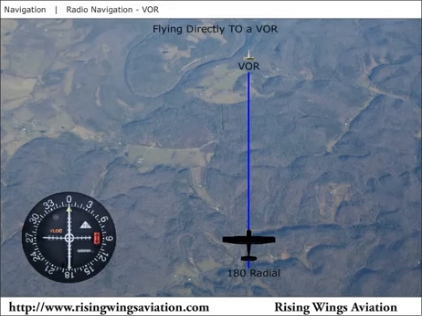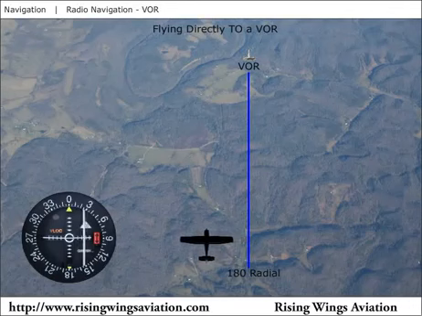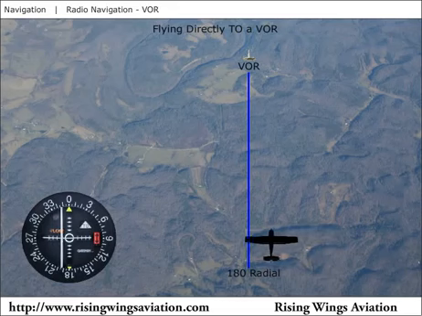To correct for the wind, maintain your heading and observe the movement of the needle, which is referred to as the Course Deviation Indicator, or CDI. If the needle moves right or left, it indicates the need to move the airplane right or left to stay on course to the station.